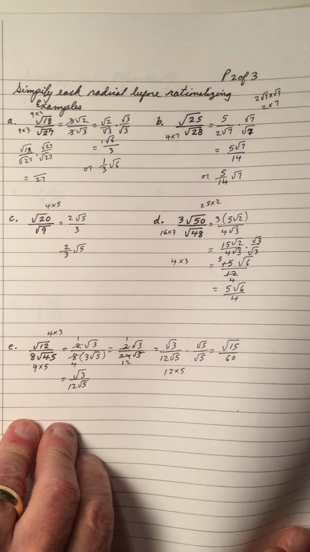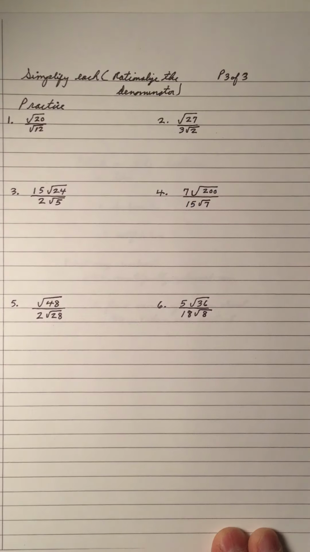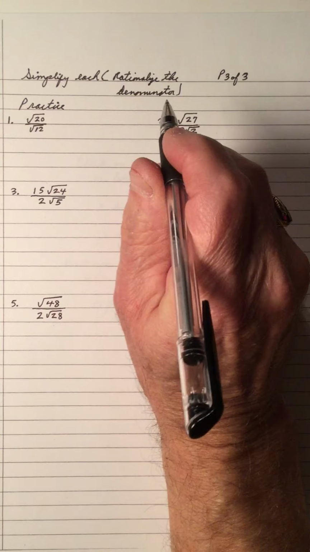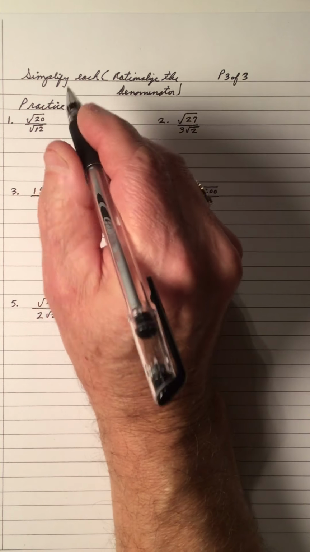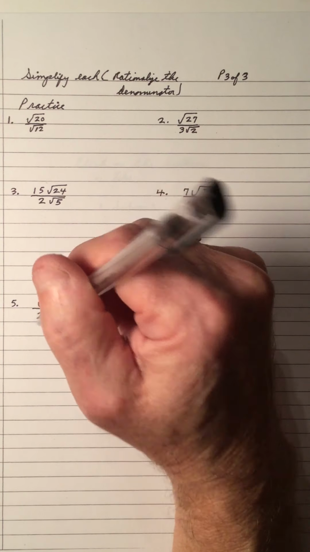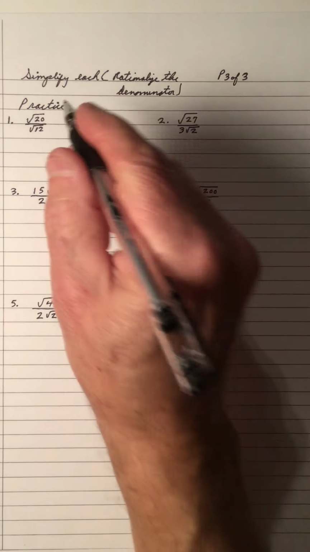Okay. So just explain these things. And simplify each. That means rationalize the denominator. But before we do it, we should simplify each radical. Practice. Do one at a time. Press play when you get it done to see if your answer is right.